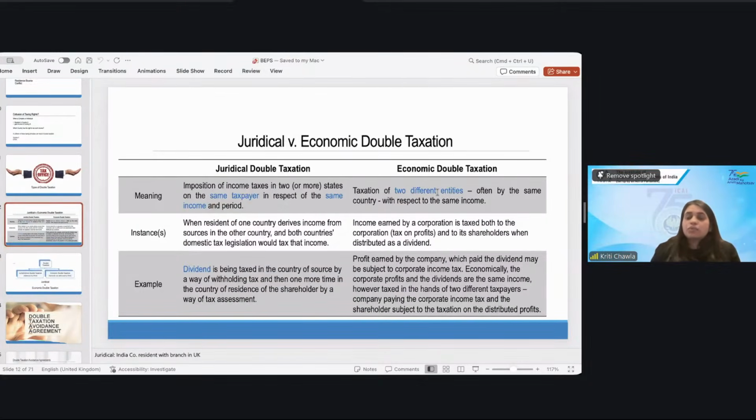It is taxed both to the corporation, which is tax on profits, as I mentioned, and then to the shareholders when it is distributed as a dividend. So it says example is when profit which is earned by the company which paid the dividend may be subject to corporate income tax. Economically, the corporate profits and the dividend are the same income, however, taxed in the hands of two different taxpayers, which is the company which is paying the corporate income tax and the shareholder which is subject to taxation on the distributed profits. So this is called as economic double taxation.